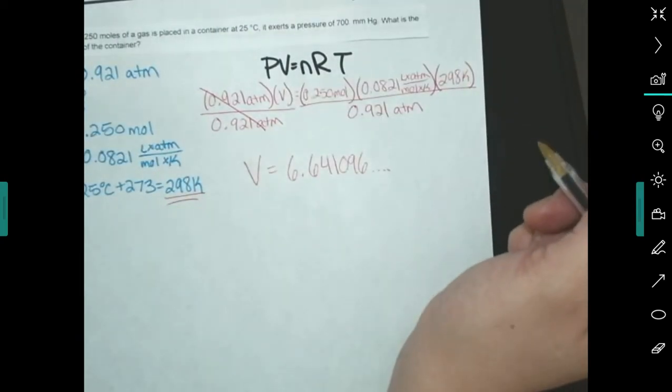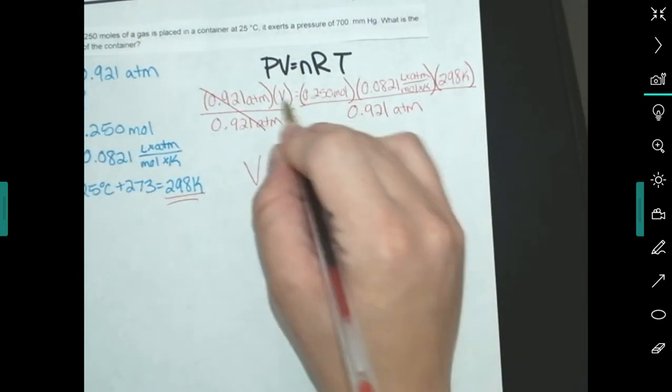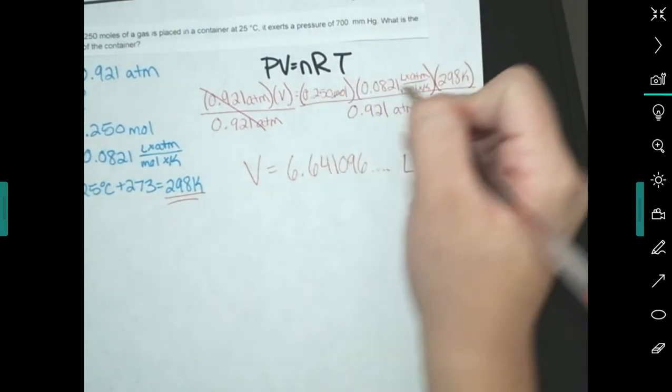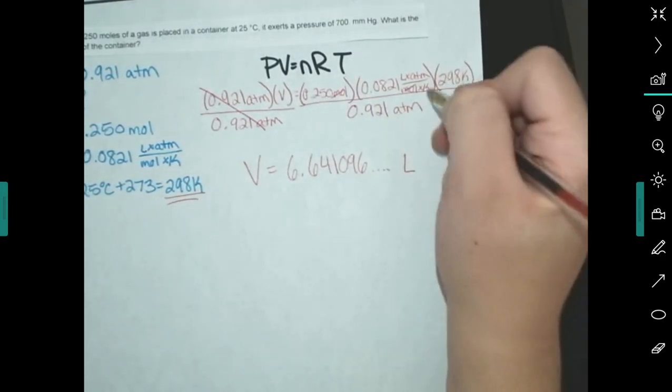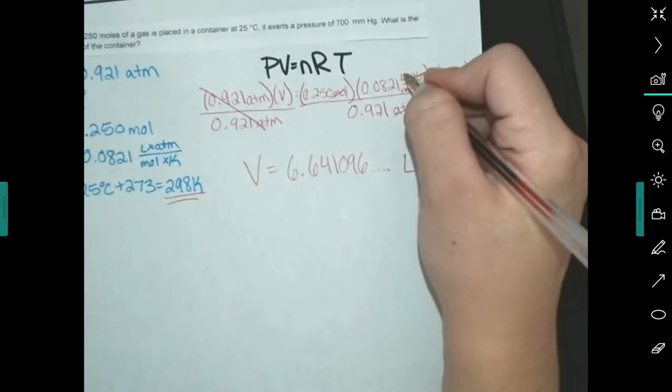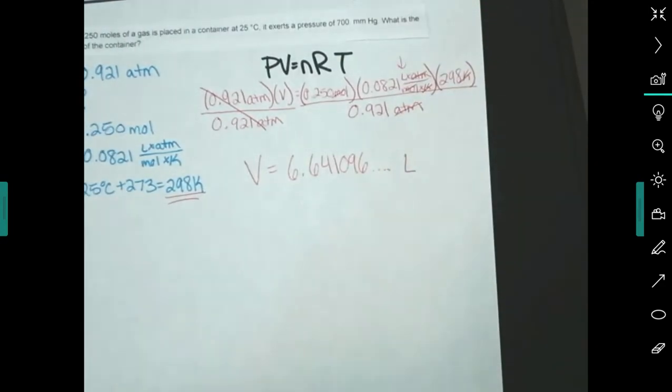Okay, and let's see here. Because this is volume, it should come out in liters. Let's double check that everything canceled. Moles canceled here. Yep. Kelvin canceled here. Yep. Atmospheres canceled here. Yep. And I'm left with liters. Woohoo! So I must have done it right.